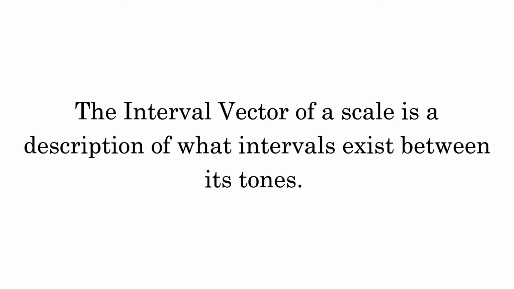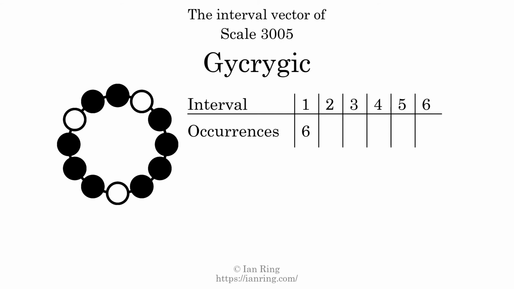The interval vector of a scale is a description of what intervals exist between its tones. There are 6 intervals with the size of 1 semitone. They are here, here, here, here, here, and here. There are 6 intervals with the size of 2 semitones. They are here, here, here, here, here, and here. There are 7 intervals with the size of 3 semitones. They are here, here, here, here, here, here, and here.